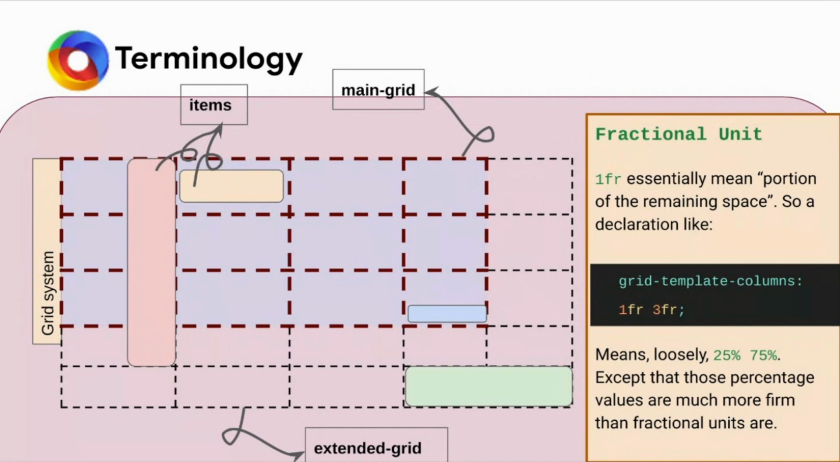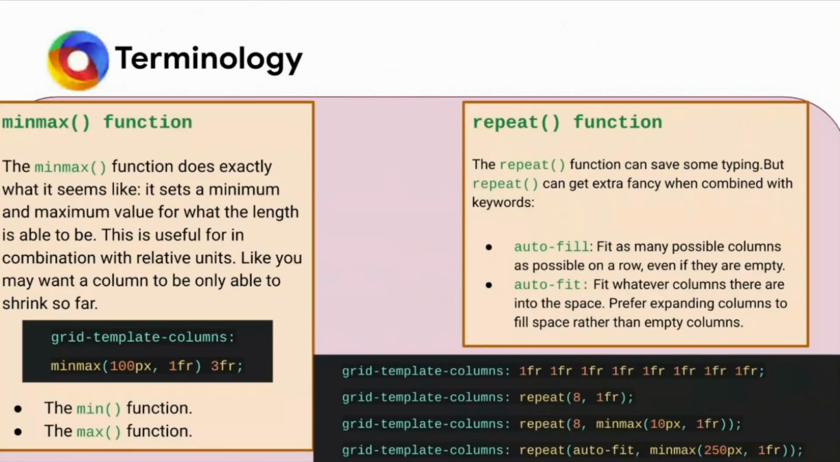Now, the basic thing is we should understand the explicit or main grid system and the extended grid system, that is implicit grid. Those two are the major things when we are making the grid. Firstly, we create the grid, and then we can allot the items accordingly.